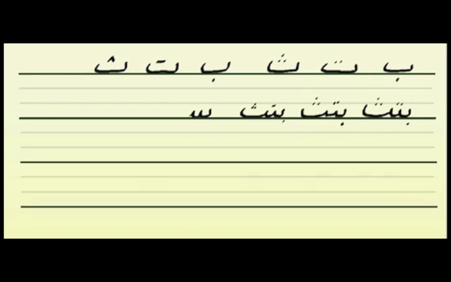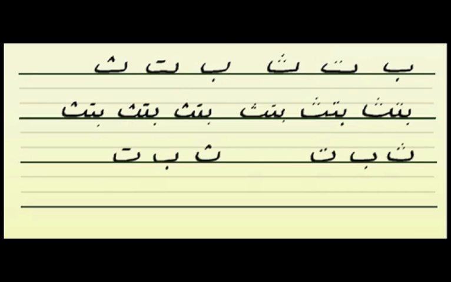Ba-ta-tha. In the ruqa version, it's the same basic underlying shape. However, here the three dots for the tha are a pyramid, the two dots of the ta are a straight line. Ba-ta-tha. Tha, ta, ba. Tha, three dots, ta, two, straight line, ba.